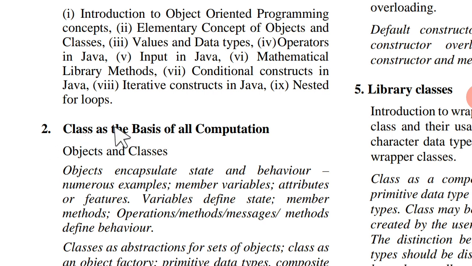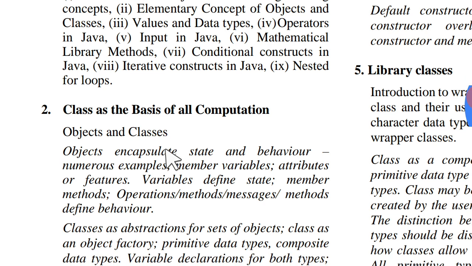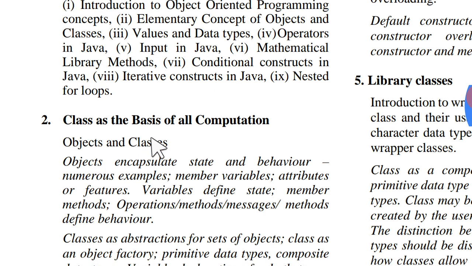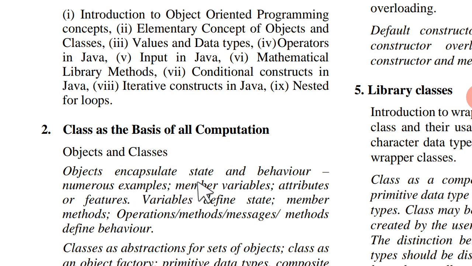And now, class as the basis of all computations. All right, so in this, objects and classes, what is there? Objects encapsulate state and behavior, numerous examples, member variables, attributes or features, variables define state, then member methods, operations, methods, messages. That means all these names are referring to one thing, that is function or method. All right, and that is meant for behavior.